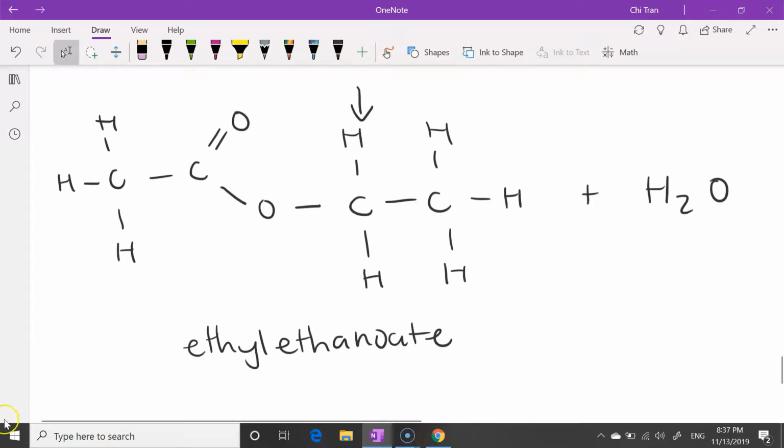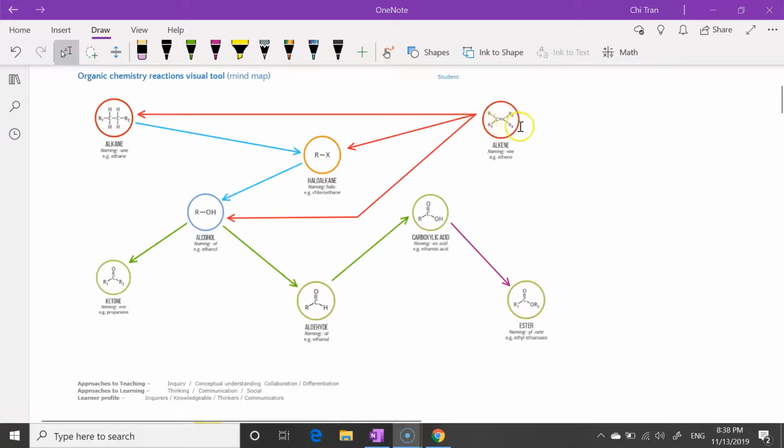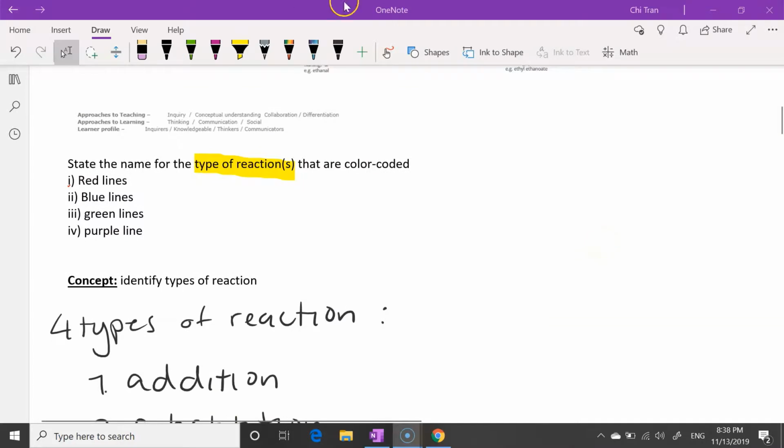So going back to the question, let's first determine addition. So remember, addition starts off with an unsaturated molecule, so the alkene right here, and it will be added on with more atoms to create, for example, an alkane, so an adding on of hydrogen, or another example, it can add on a halogen as well as a hydroxyl group to create alcohol. So the red arrows are addition reaction.